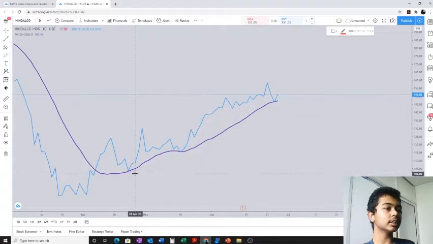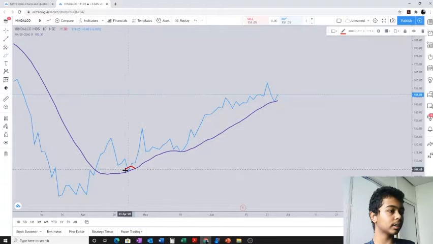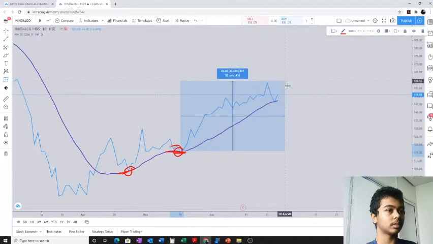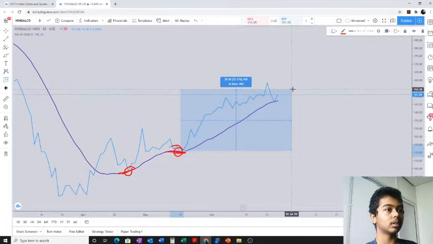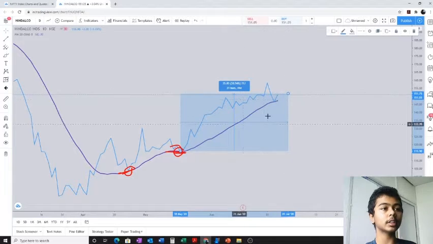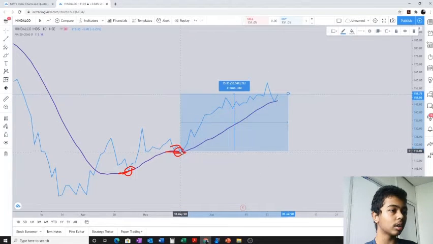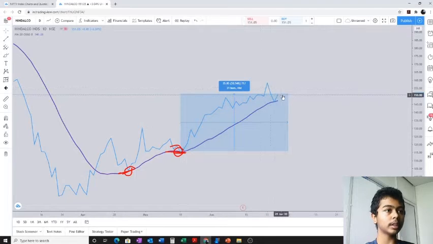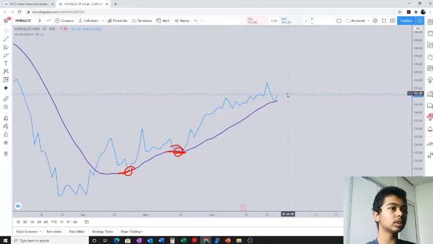As you can see over here, it respected this 20 moving average. It's been taking support over here. If you would have bought it over here, let's just calculate how much returns. It's about 30%, which is mind blowing. So you buy it at 115, and 151 if you would have sold it. That is too good, and you can trade more quantity as well. So this is the strategy.